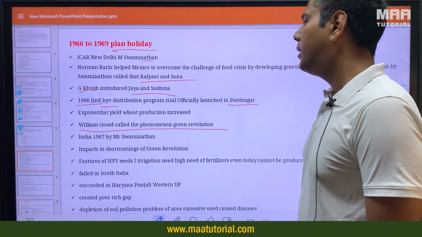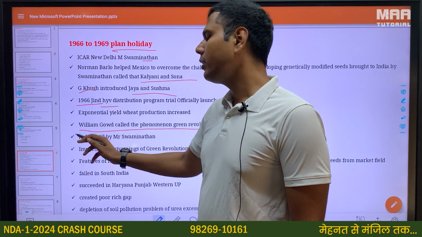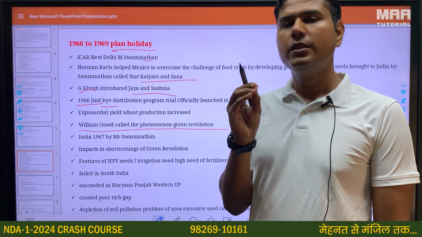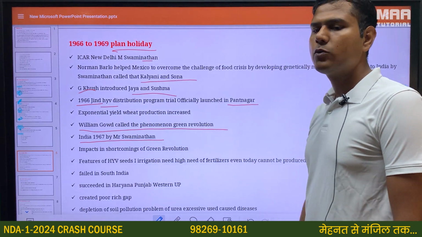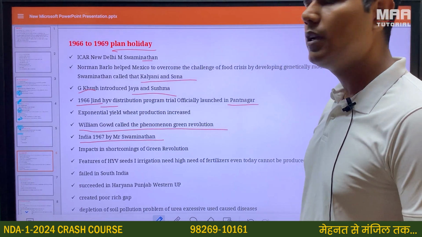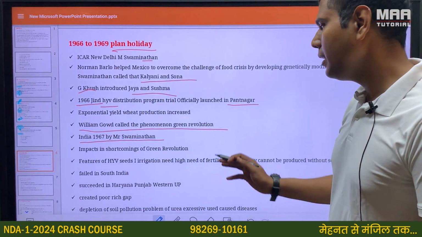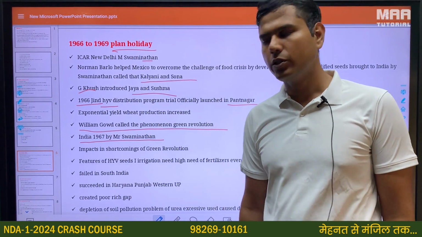And it is said that in 1967, Mr. M. Swaminathan introduced the green revolution in our country, and in our country he is called the father of the green revolution.